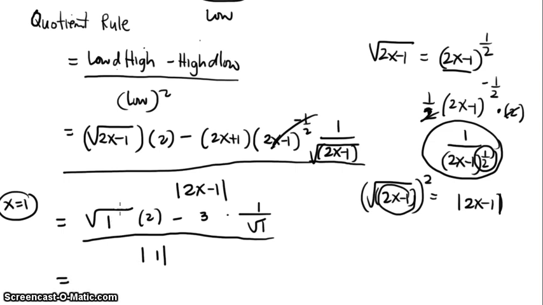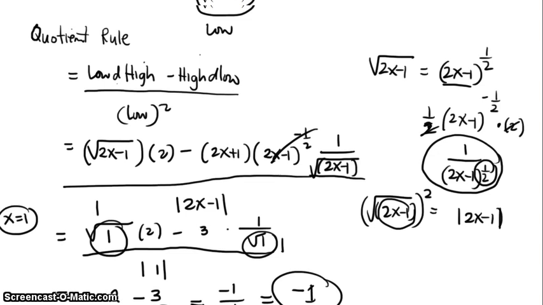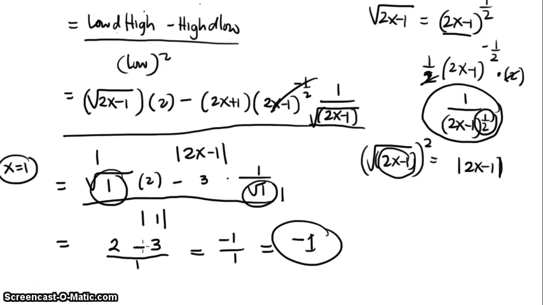And then simplify it further. Square root of 1 is just 1. So 1 times 2 is 2. Square root of 1 is 1. So 3 times 1 over 1, or just 3, over the absolute value of 1, which is just 1. 2 minus 3 is negative 1, and then the denominator is just 1. Negative 1 over 1 is negative 1. So the derivative of y equals 2x plus 1 over the square root of 2x minus 1 when x is equal to 1 is equal to negative 1.